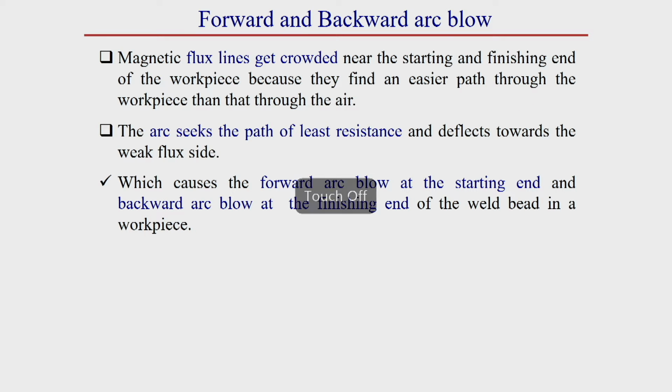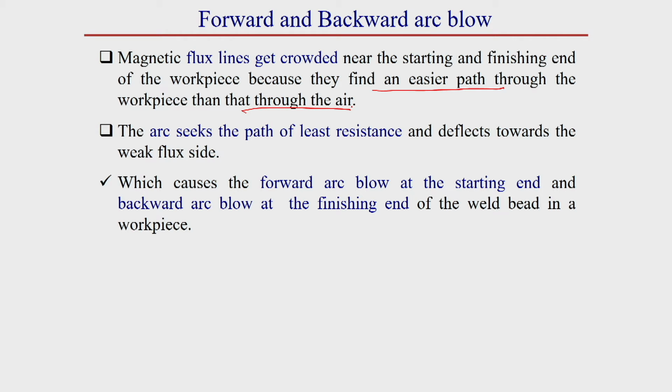So, first of all, forward arc blow. Generally, forward arc blow takes place at the starting end of the weld and backward arc blow takes place at the finishing end of the weld. Why? Because generally magnetic flux lines get crowded near the starting and finishing end of the workpiece, because they find an easier path through the workpiece than through the air.